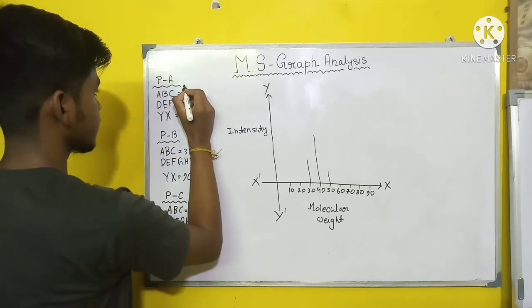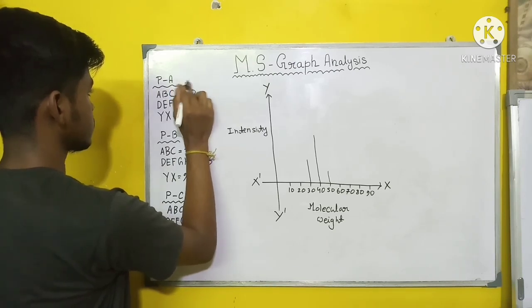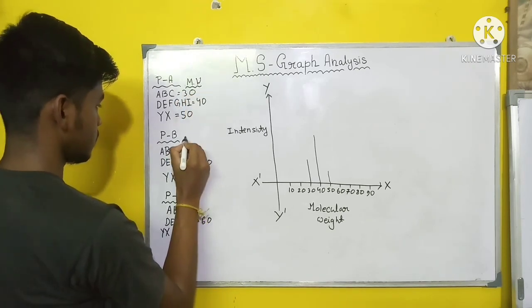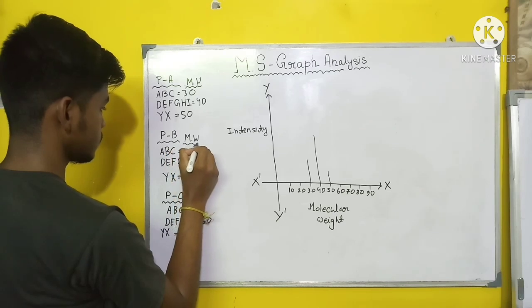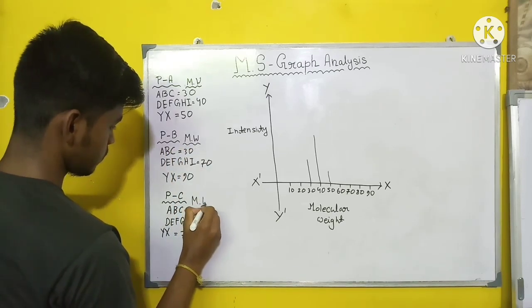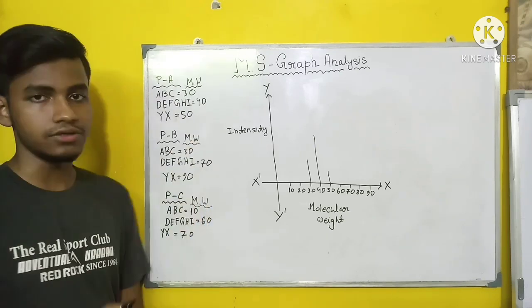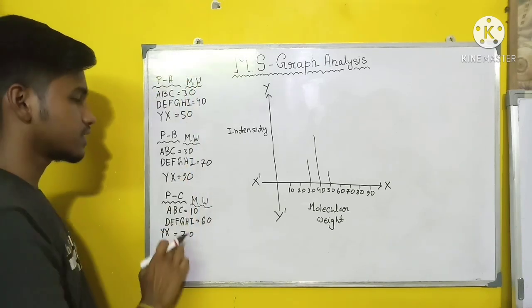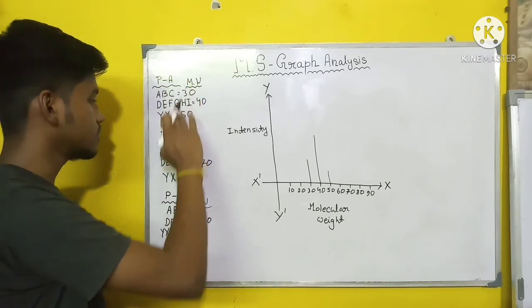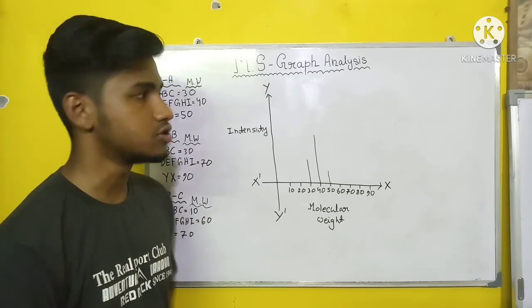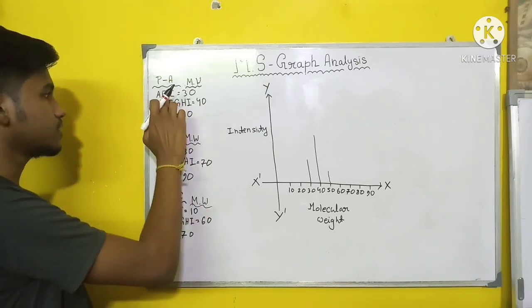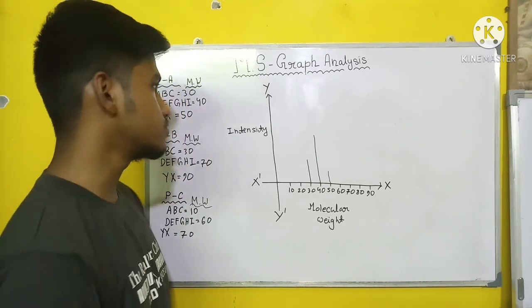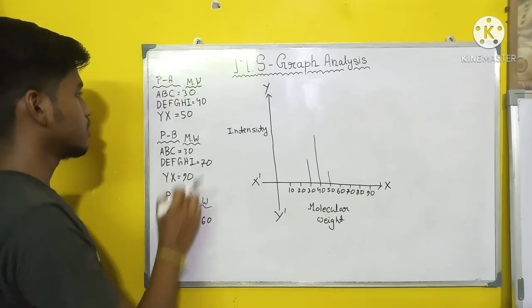These are the molecular weights, in Dalton. So your teacher has given you three protein samples and asks you which protein among those three is your unknown protein. Your teacher has given you the fragments of those proteins after tryptic digestion, and also the molecular weight of those fragments.